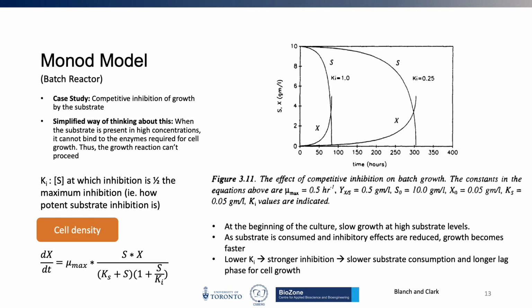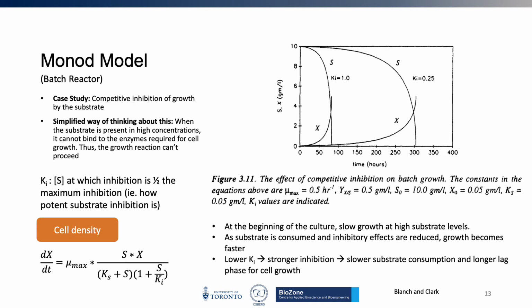A simplified way of thinking about this is that when the substrate is present in high concentrations, it cannot bind to the enzymes required for cell growth. Thus, the growth reaction can't proceed. We're going to define a new term, K sub I, which is the concentration of S at which inhibition is half the maximum inhibition, and it tells you how potent the substrate inhibition is. So the change in cell density mass balance equation, dX by dt, now incorporates the K sub I term, as you can see over here.